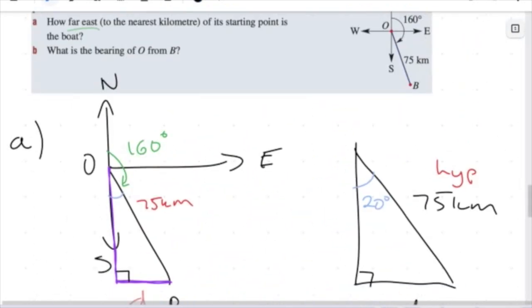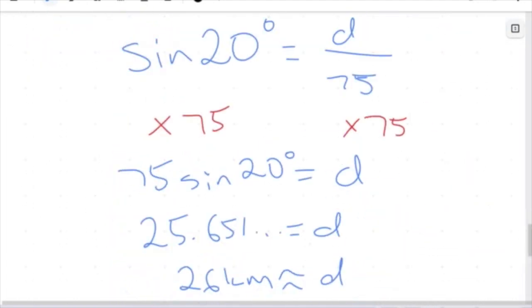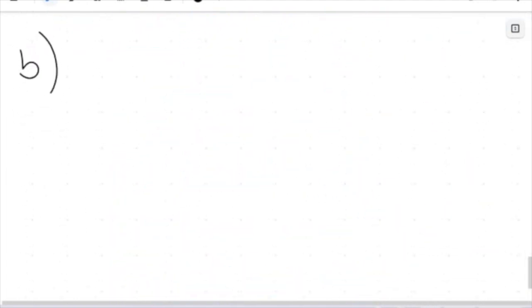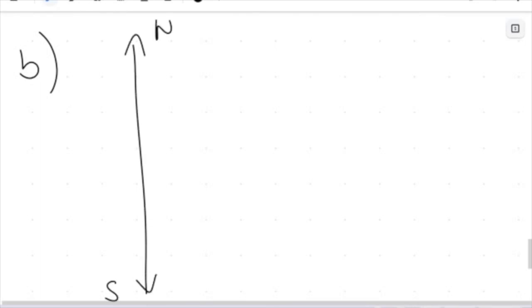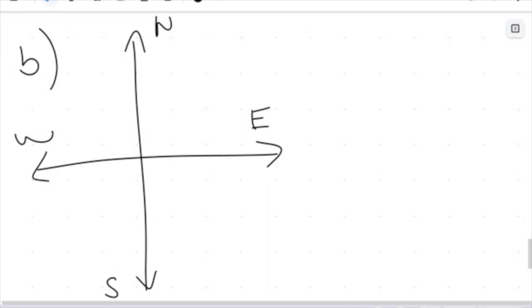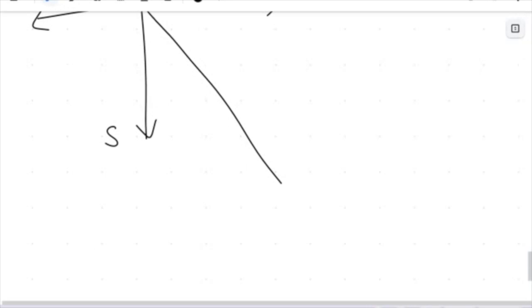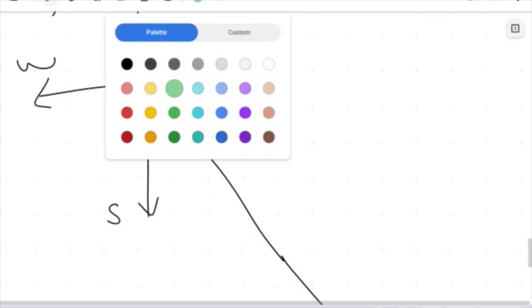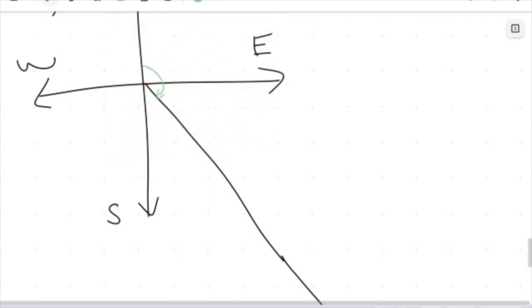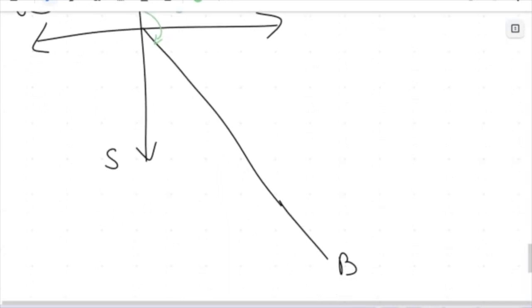So I'm going to draw this diagram again. When you're doing these, it helps to draw it really big, because the bigger it is, the clearer it's going to be, and just the nicer it's going to look in general. So I have my north, east, south, west. I have my point B. I have an angle here of, what was it, 160. And I have 75 kilometers here.